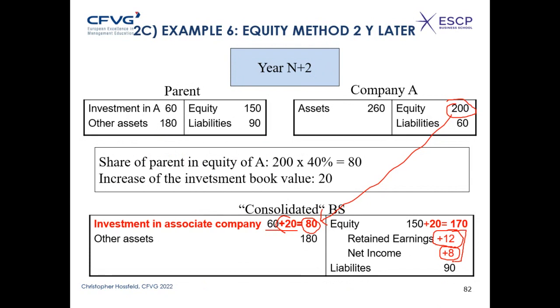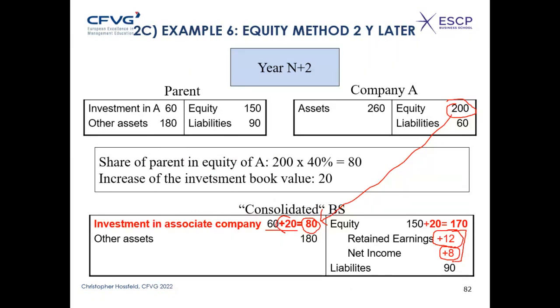And maybe there could be a third line. Now, for example, maybe the increase in equity is related to an increase in other comprehensive income, OCI. Well, then the same thing, I would account for 40% of the OCI increase in my own OCI. Okay.